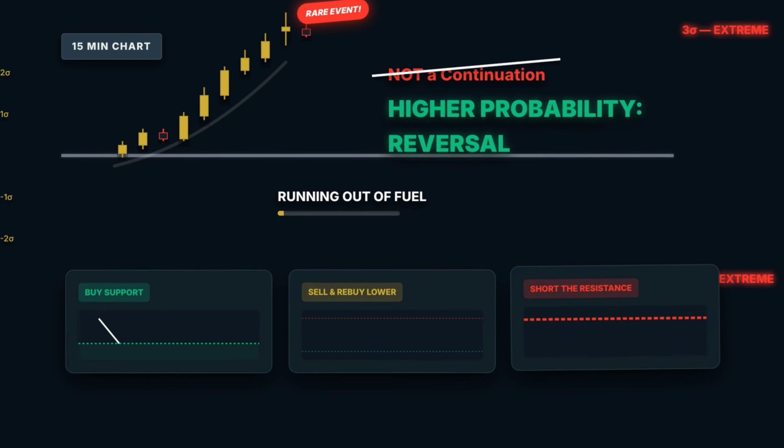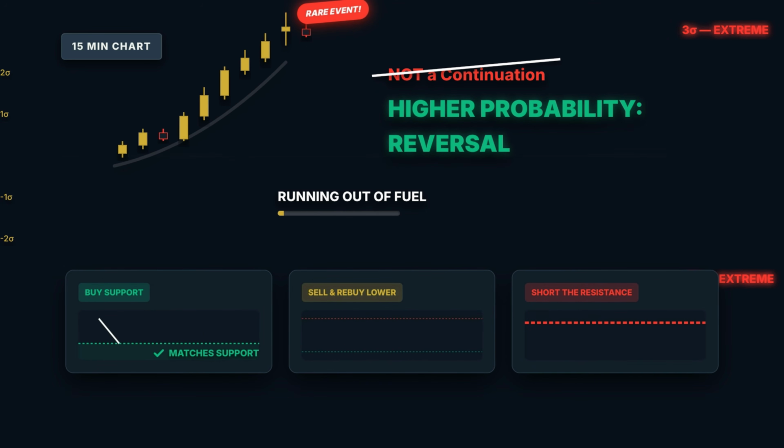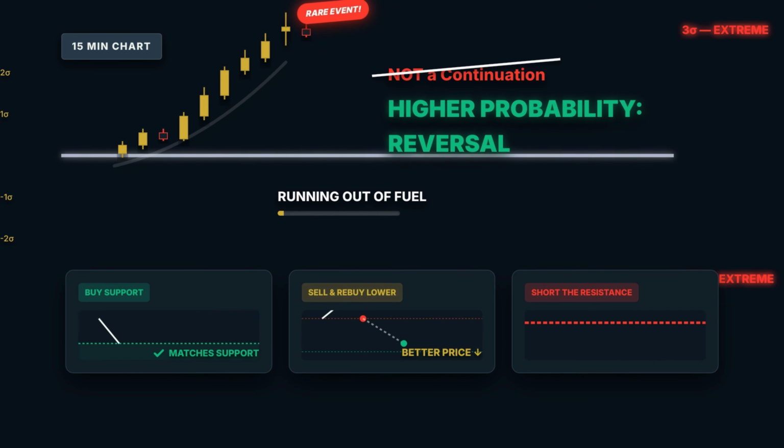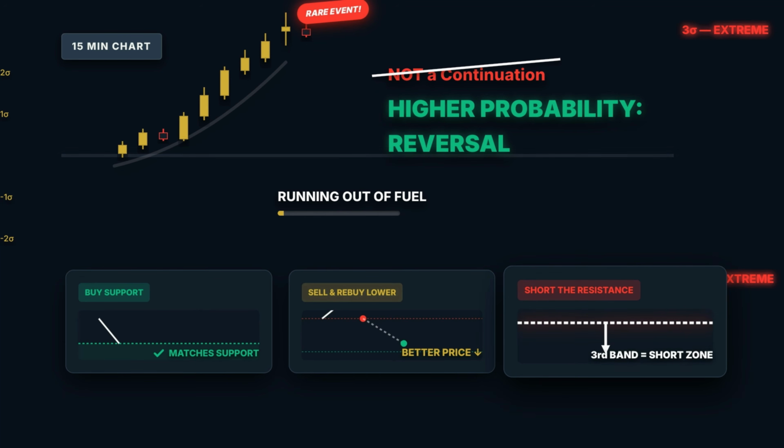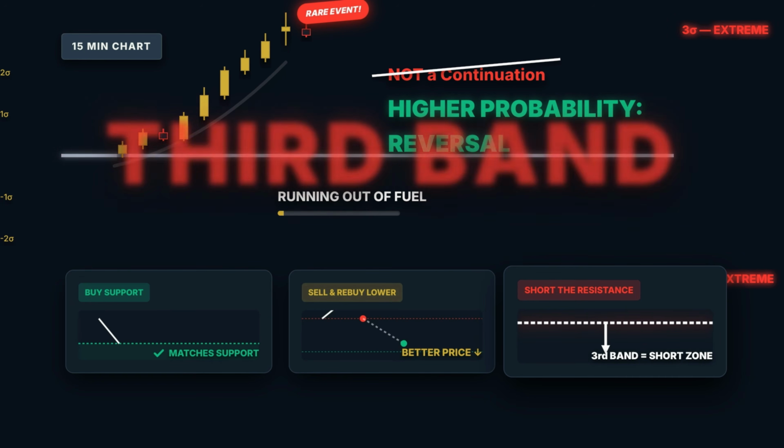And that's when you guys can buy the support level, especially if it's matching up with something, or you guys can sell your position because the price has moved up so fast, you get out and you can rebuy back down lower at a different price, or you can start shorting at that level of resistance on that 3rd band.